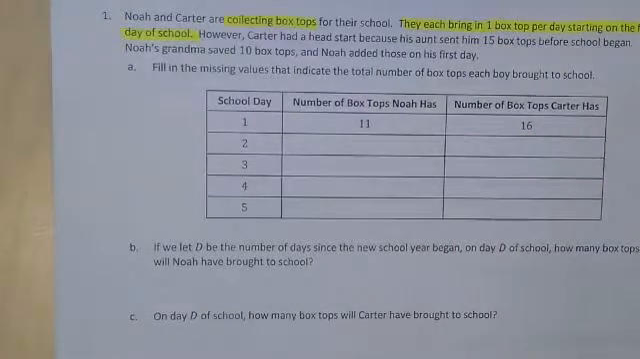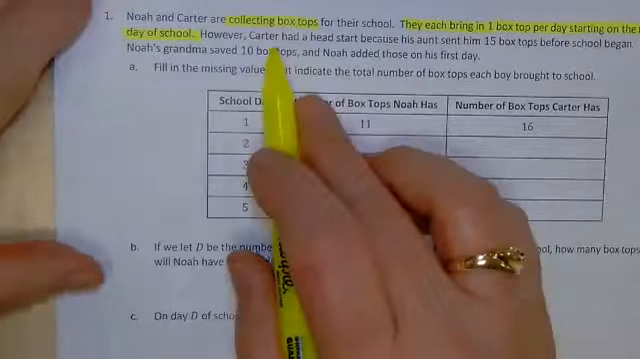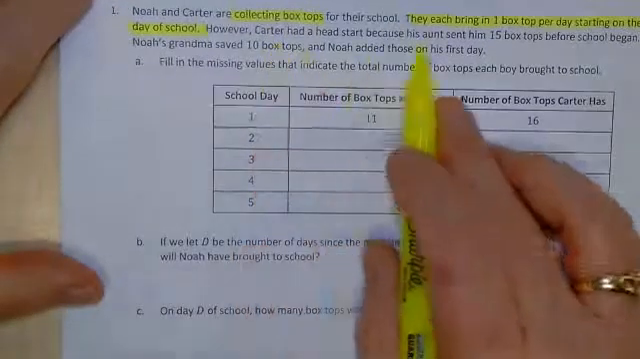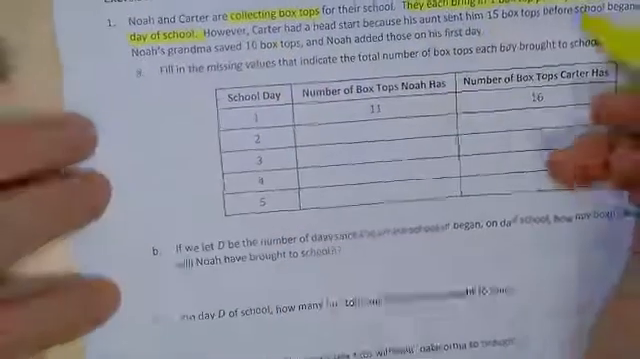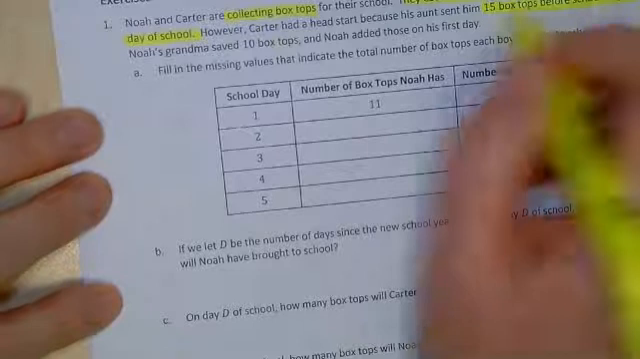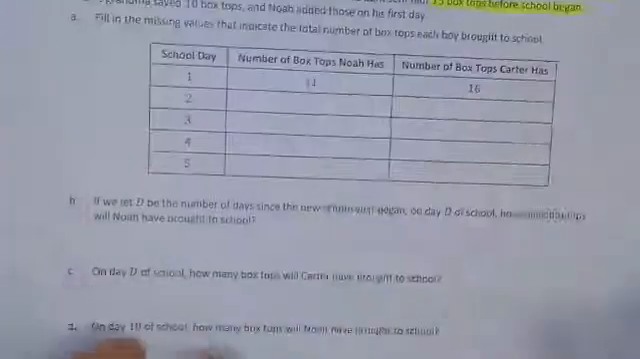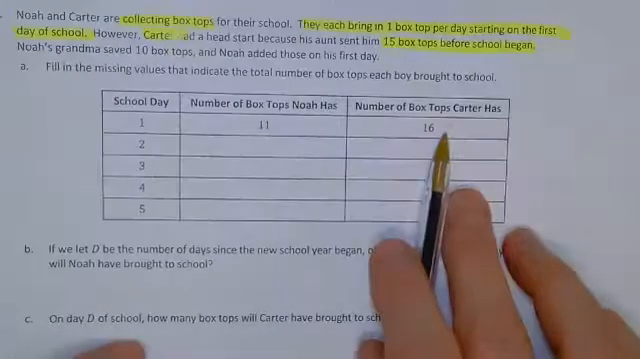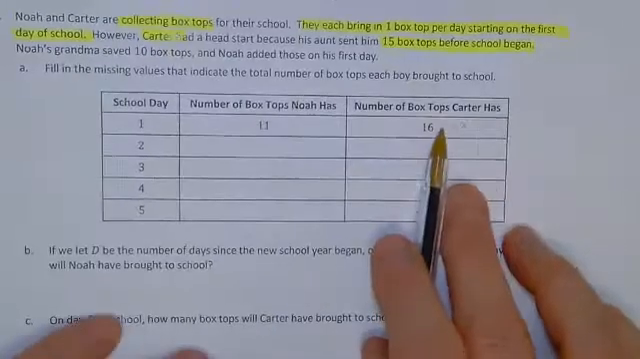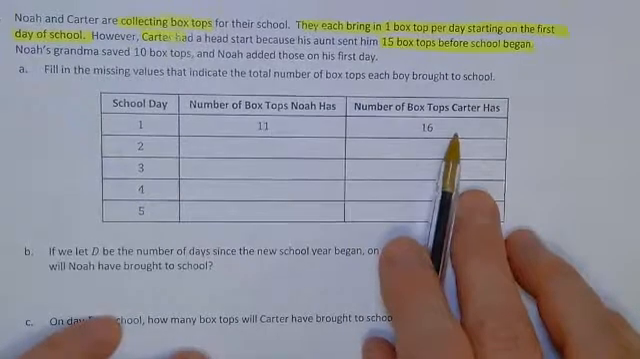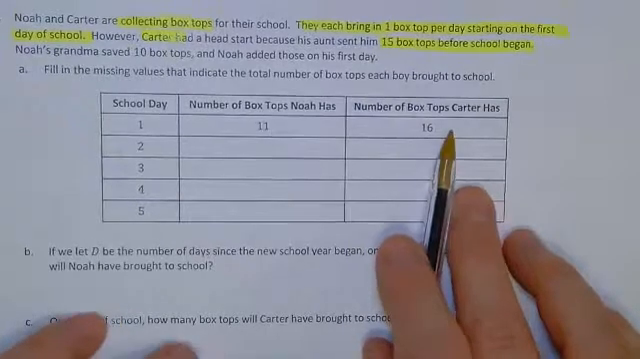However, and here's the trick, Carter had a head start because his aunt sent him 15 box tops before school started. So let's look at Carter. His aunt sent him 15, plus he brought 1 on the first day of school. So does 16 make sense?